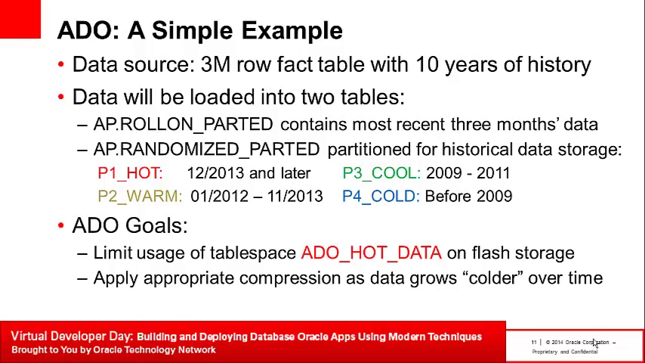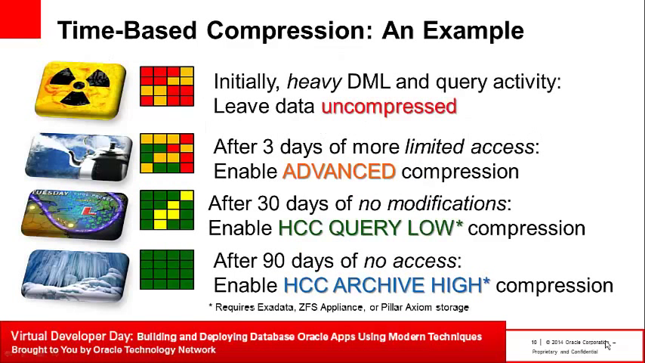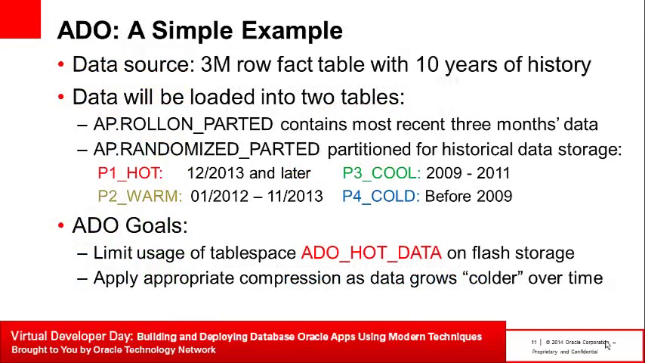So let me present to you an interesting, simple example. Let's assume that I have a data source that has about 3 million rows in a very small, very narrow 4-column fact table. And I've got about 10 years worth of history, pretty much evenly divided across all 10 years. I did this with a very simple insert statement into a table using DBMS_RANDOM to get a nice even distribution. I want to load the data from that fact table into 2 different tables.